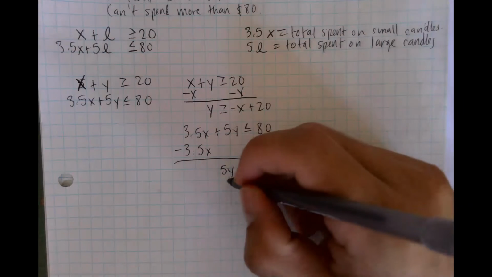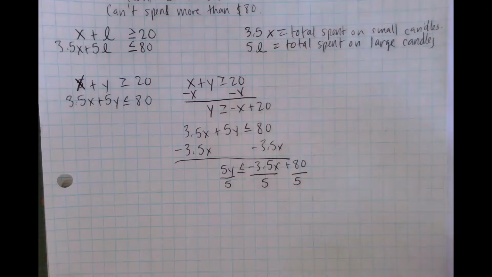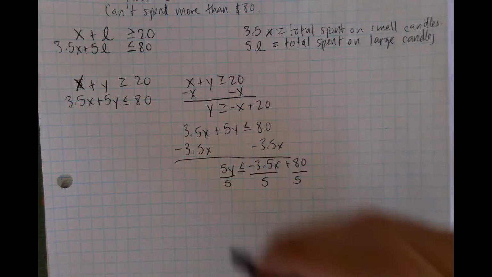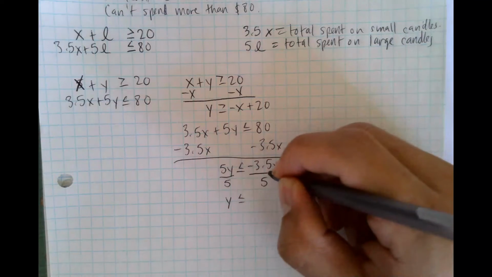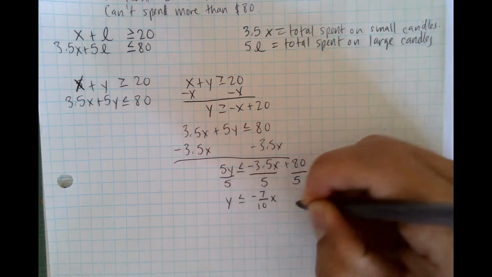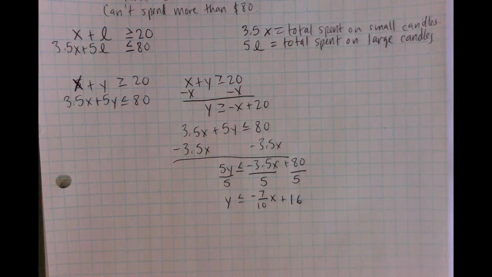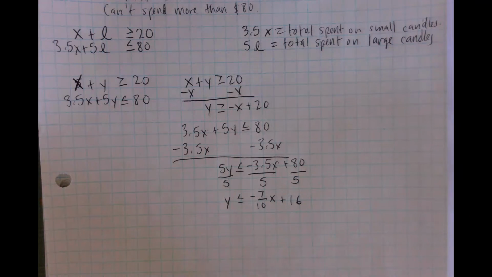Right, we divide both sides by 5, and again, if anything is separated by a plus or a minus, we need to divide it by 5. We get y is less than or equal to, I'm going to actually change this and multiply the top and bottom by 2 because we can't have a fraction, and then we get plus 16. So 3.5 divided by 5, the equivalent is negative 7 over 10. The reason I'm changing it is so that it doesn't have decimals in fractions.